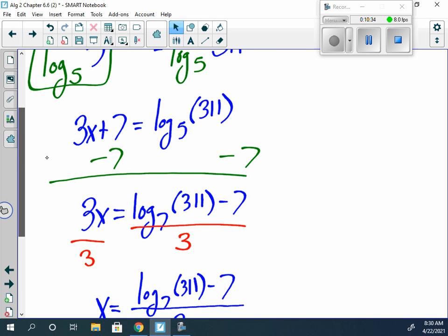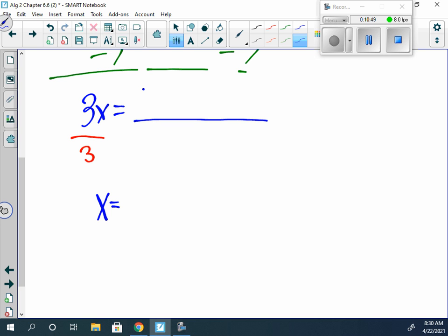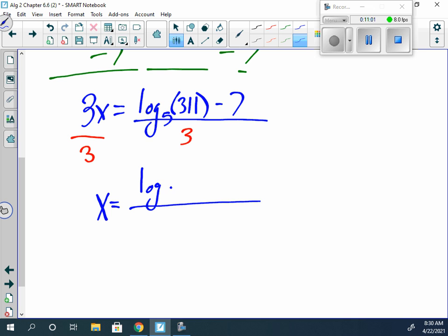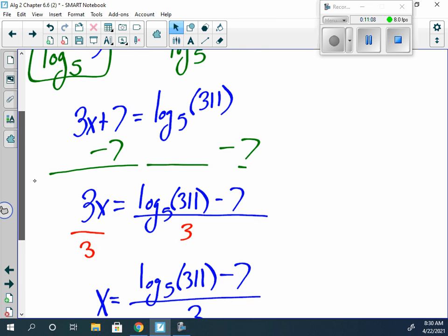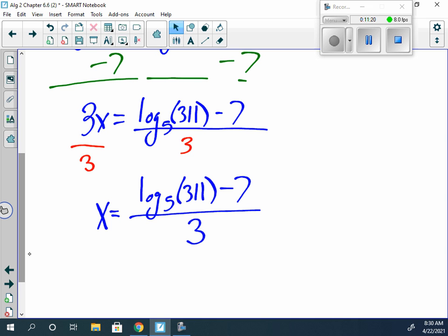It is 5. Thank you. Yeah, because we started out with a base of 5, and for some reason, oh, I know why, because I was thinking of the 7. So it should be log base 5 of 311 minus 7 divided by 3. Because if we look back at the top, we did take log base 5 of both sides. I would stay away from decimal form because I try to keep it as precise as I possibly can. So I try to wait on rounding to the last possible moment.